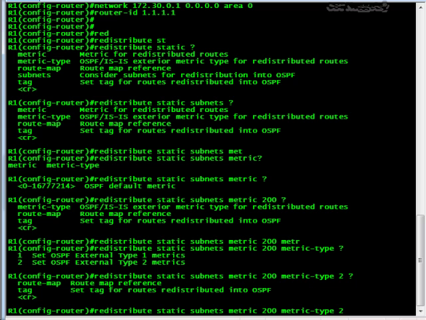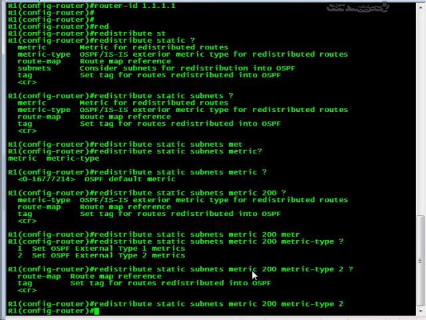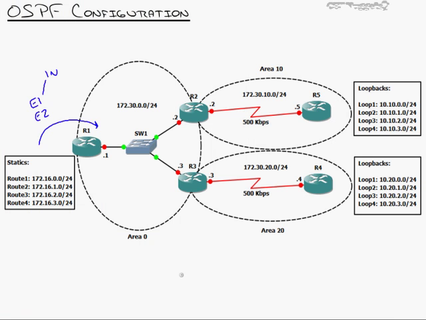I hit question mark, and you can see we can get into some more advanced stuff, and believe me, we will when we get into the advanced redistribution. But for now, I'm just going to hit enter, and now we're sending those static routes in. But the question is, we're sending them in to who? Nobody right now, because we haven't configured R2 or R3.